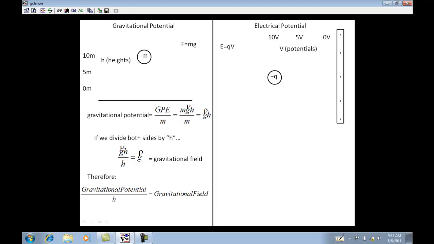Okay, so electrical potential of a point charge. If you look at your notes, you'll notice that we've got this mass at this 10-meter height. So what is this mass going to do? Specifically, it's going to have what kind of motion? It's going to have acceleration in that direction. It's going to accelerate downward.